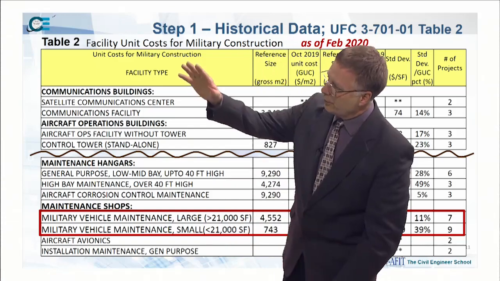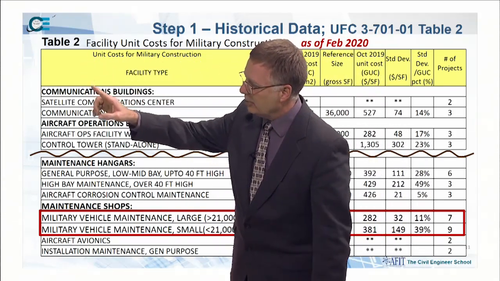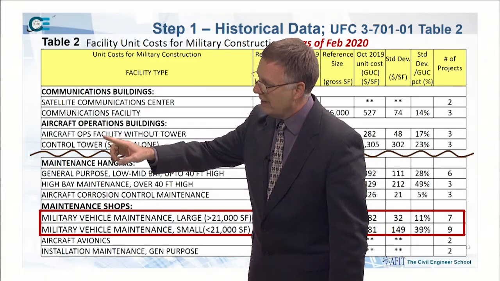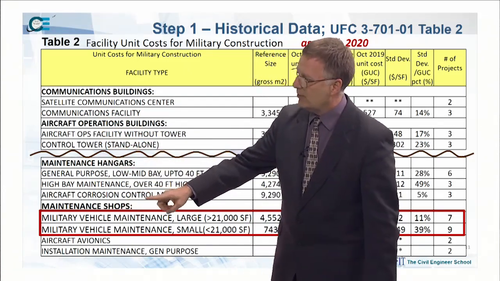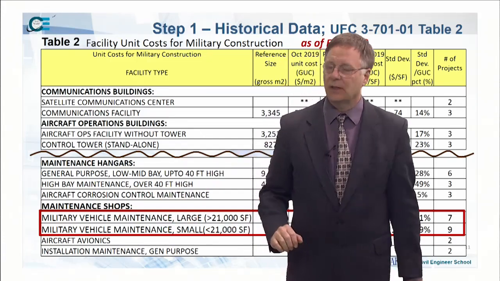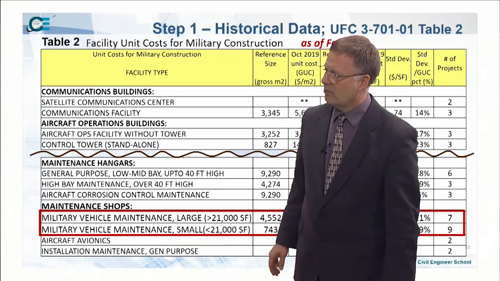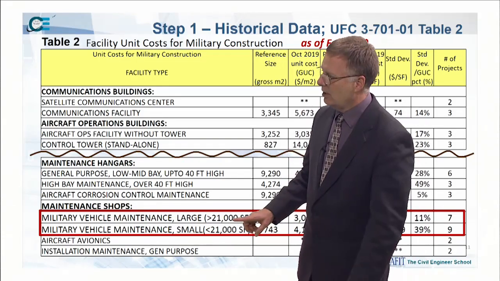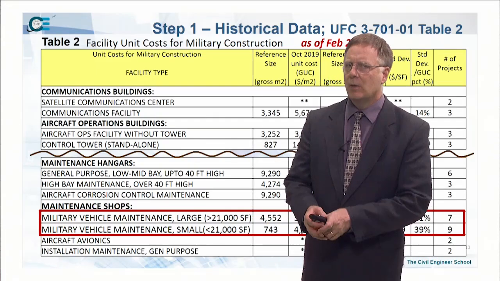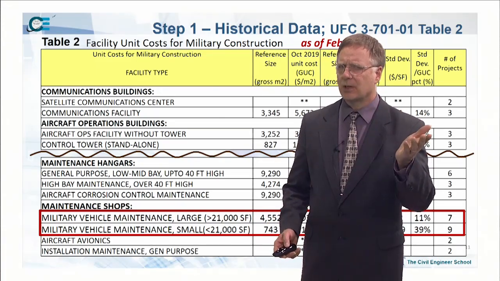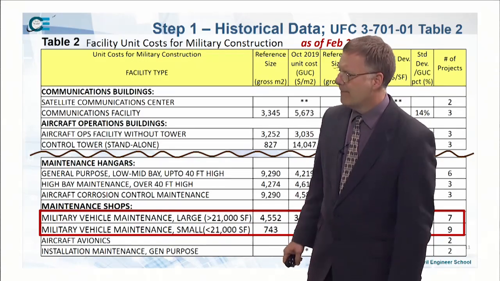So we're going to go down through the first table, Table 2, and we're looking for vehicle maintenance. Oh, there's maintenance shops down here. We go down through maintenance shops, and we find the first one is vehicle maintenance facilities. We have to ask ourselves, are we dealing with a large one, or a small one? It defines that for us: greater than 21,000 square feet, less than 21,000 square feet. If you remember, we're at 19,000-something square feet. Looks like we're down here in the small facility, right?